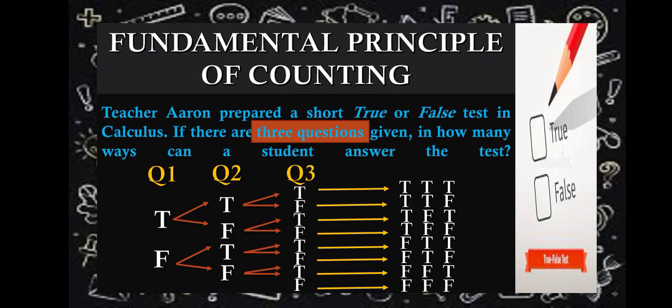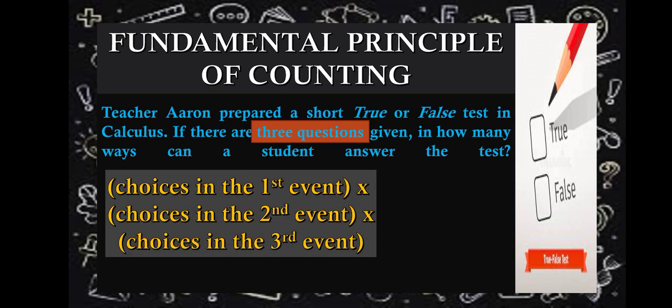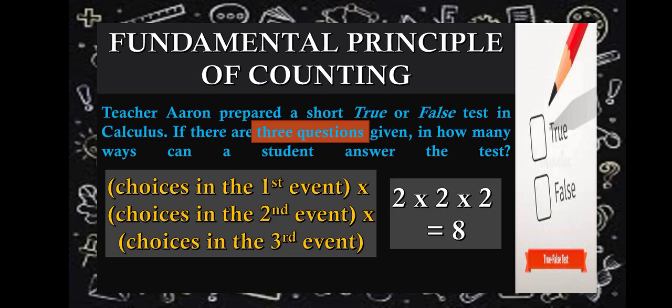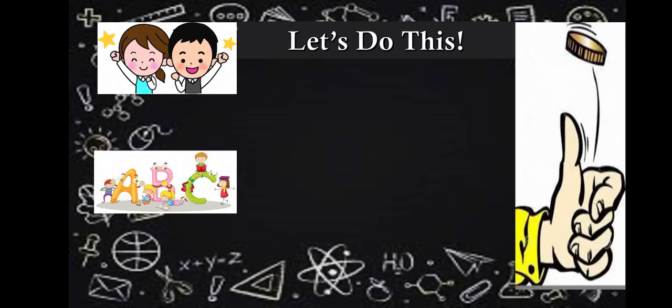So using the fundamental principle of counting, we will use the formula: choices in the first event times the choices in the second event times the choices in the third event. In our first event, that is question number one, how many choices? 2, multiplied by the choices in the second event, which is also 2, and multiplied by the choices in the third event, which is also 2. So 2 times 2 times 2 is equal to 8. There are 8 possible ways a student can answer the test. This is the fundamental principle of counting.